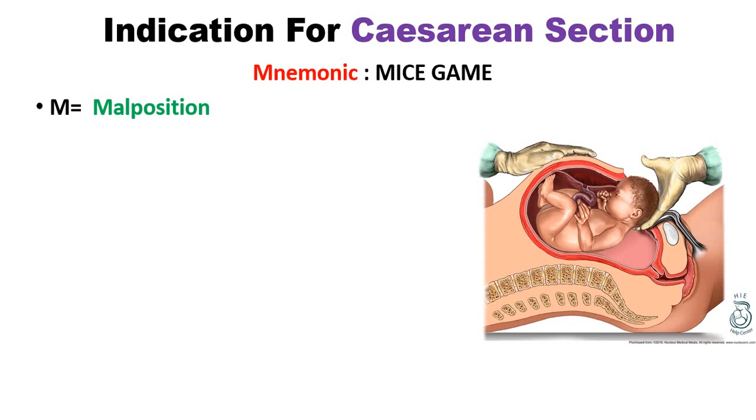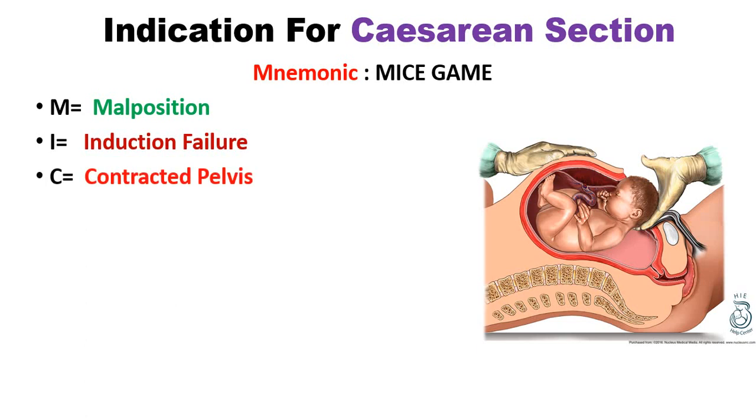First is the M for malposition of the baby. It can also be an indication for the C-section. Next is the I for induction failure. If the induction of labor fails, it can also lead to a C-section. Next is the C for contracted pelvis. It is an anomaly of the mother's pelvis. It can also lead to a C-section.